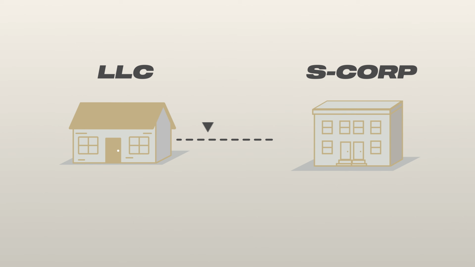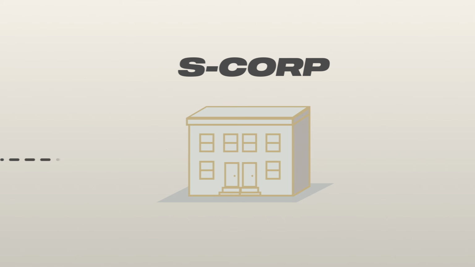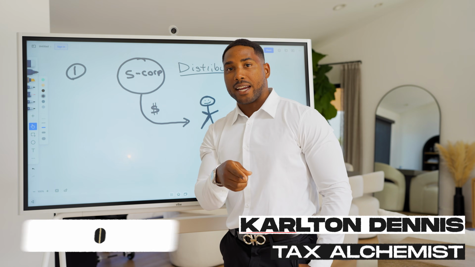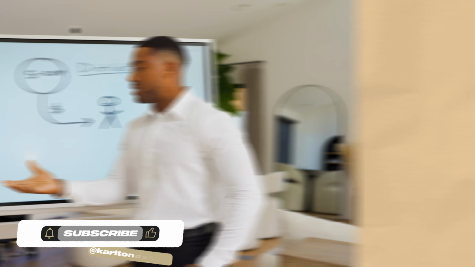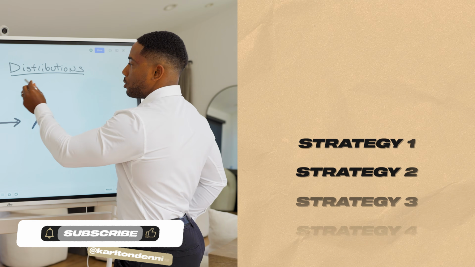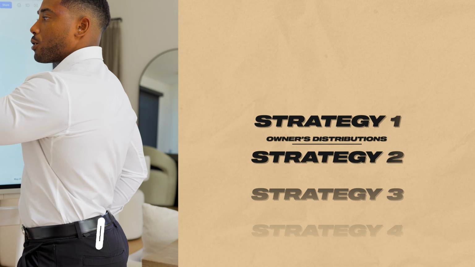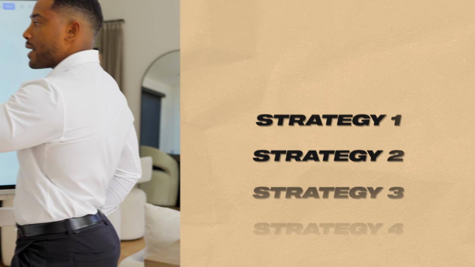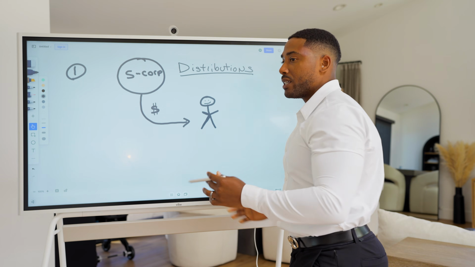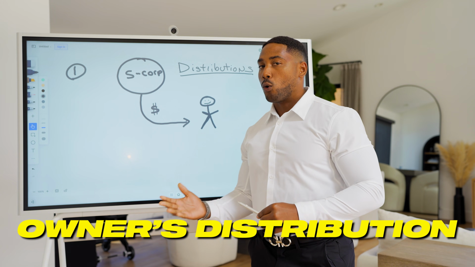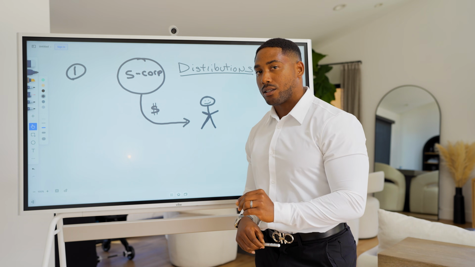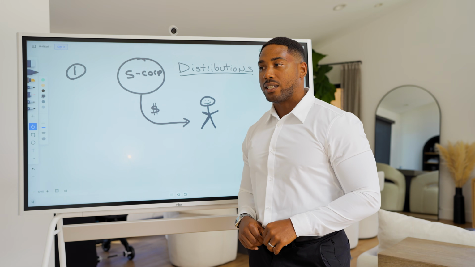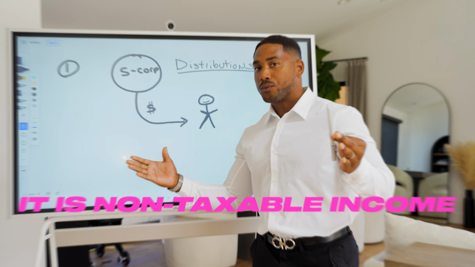As soon as you make the transition from an LLC to an S corporation, you are going to want to get paid, and you can get paid in the exact same way that you got paid as an LLC owner, which is through distribution. When an LLC owner converts to an S corporation and decides to transfer money to themselves personally, it's called an owner's draw or an owner's distribution. At the time that you take the money out of the LLC that's been converted to an S corporation, it is non-taxable income at the time.